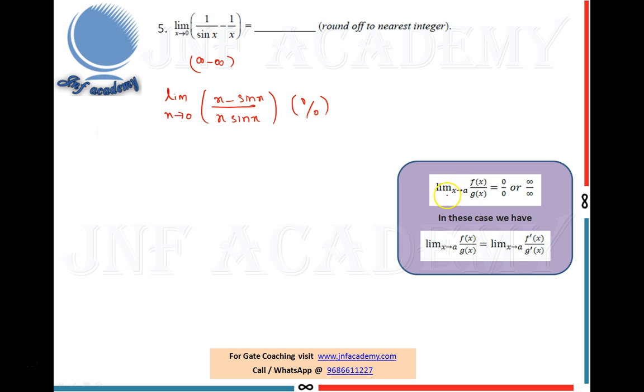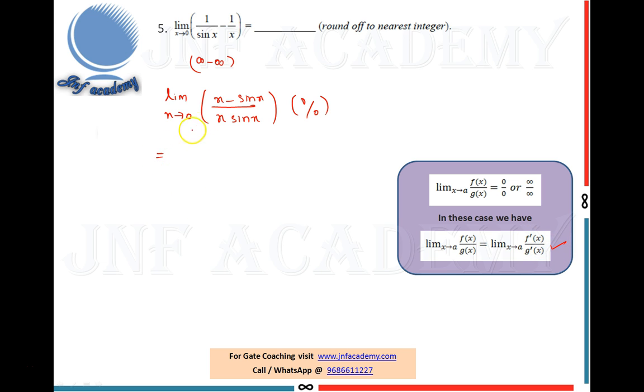L'Hospital rule says, suppose you got the form 0 by 0 or infinity by infinity, it is indeterminate form. In this case we have limit x tends to a f of x by g of x equal to limit x tends to a f dash of x by g dash of x. This is the L'Hospital rule.